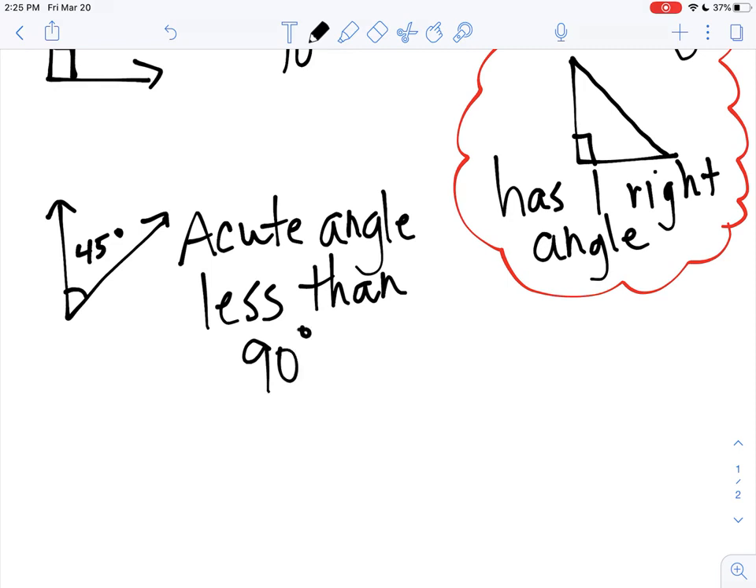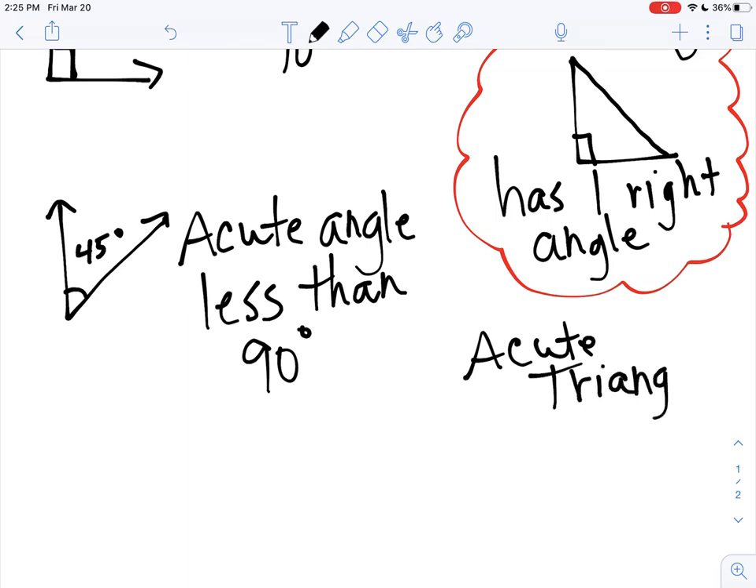So I want you to think about this. If we know an acute angle is less than 90 degrees, like for instance, I showed you this one, we're going to pretend it's 45 degrees. What do you think an acute triangle would look like? Think about that for a minute. Let me make that a little neater. An acute triangle. That's exactly right.